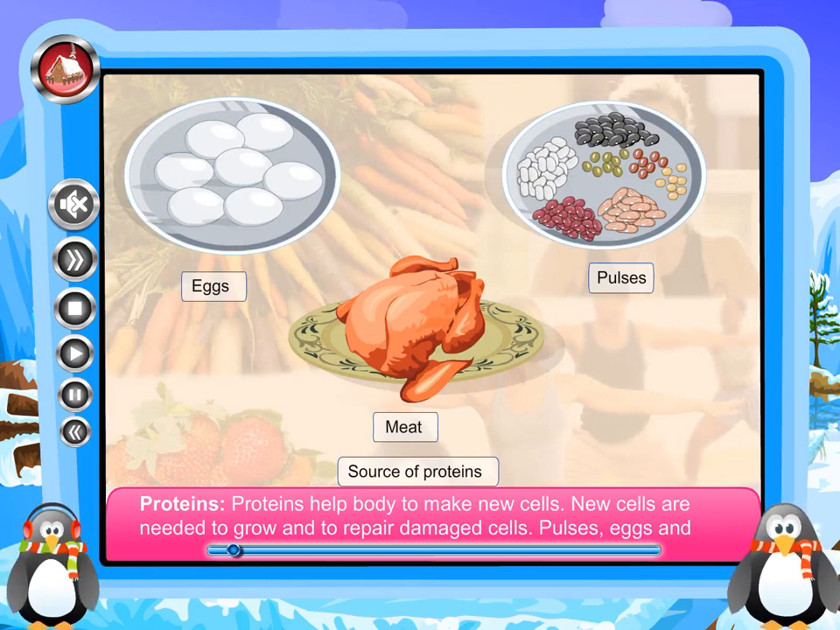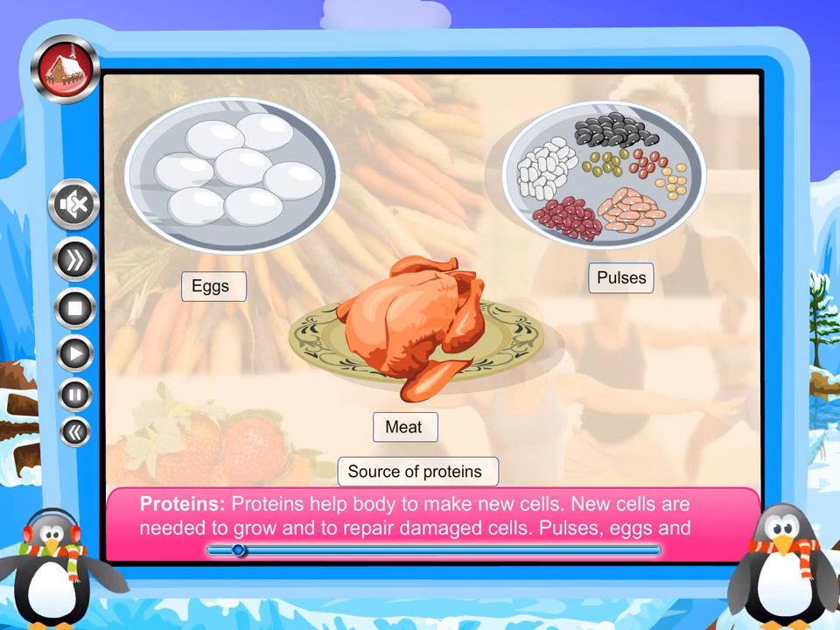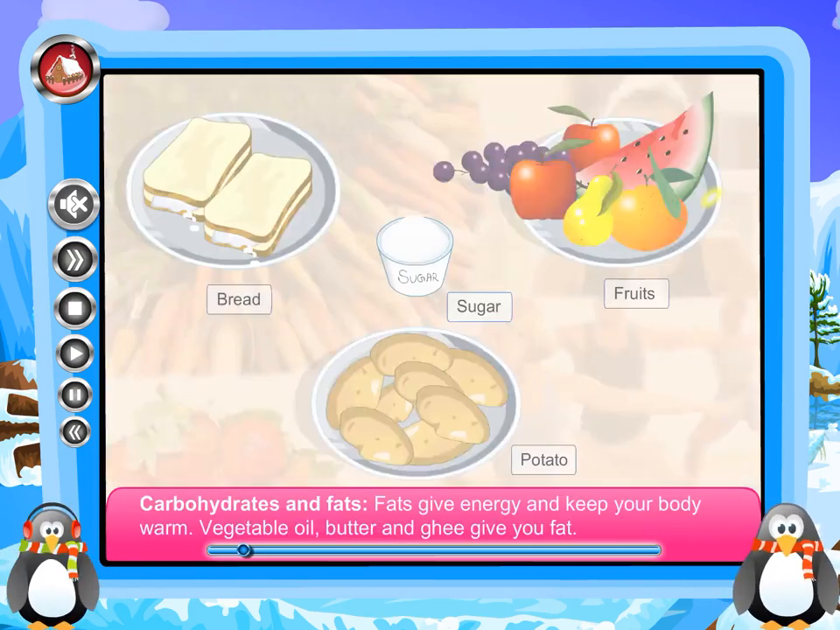Proteins. Proteins help the body to make new cells. New cells are needed to grow and to repair damaged cells. Pulses, eggs and meat are the source of proteins.